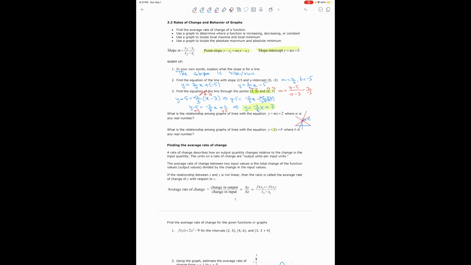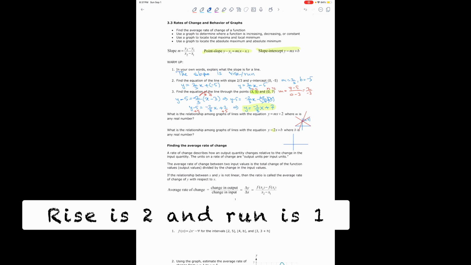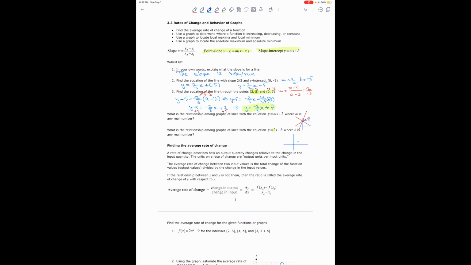Okay. For example, here is a graph. A line that has a slope of, let's say, 2, which basically means rise is 1 and run is 2. So let's say one of them is going to go through this line right here.